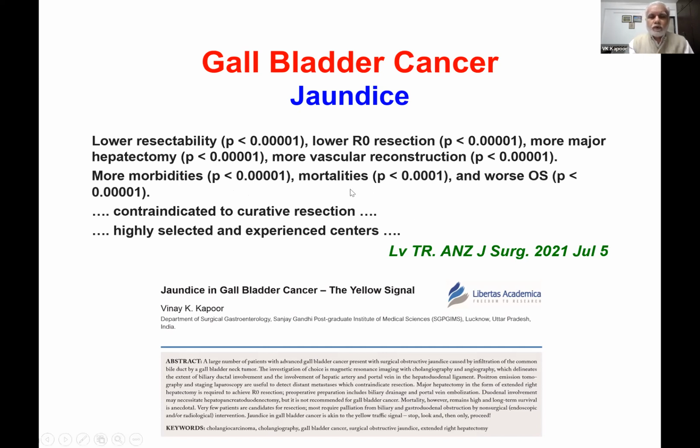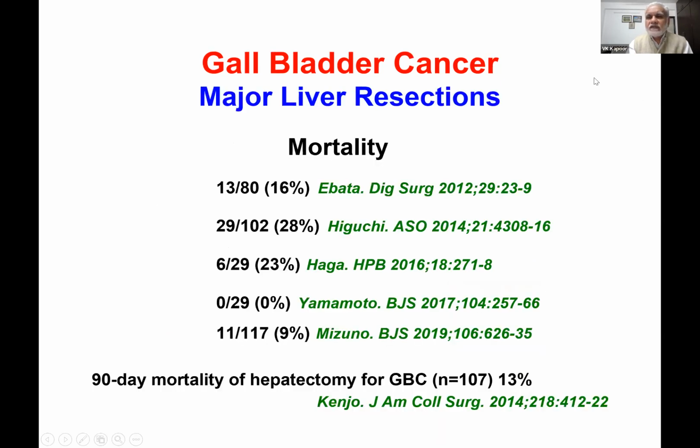And therefore, this review says that jaundice is a contraindication to curative resection, but they qualify the statement by saying that it may be done in highly selected cases in experienced centers. If there are any questions related to this, I will discuss them during the discussion time.